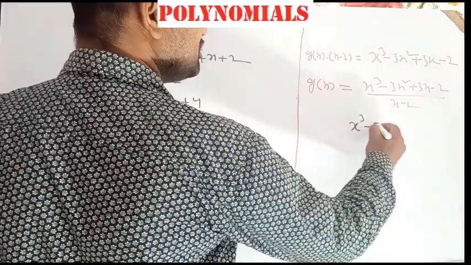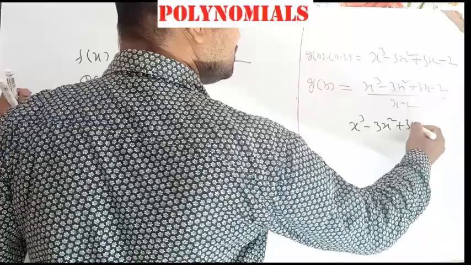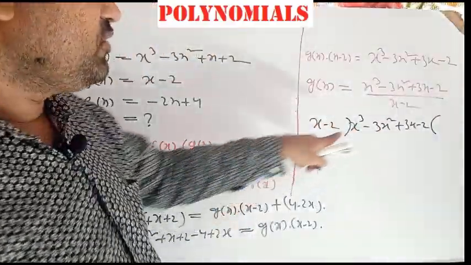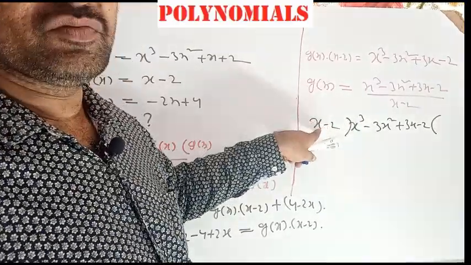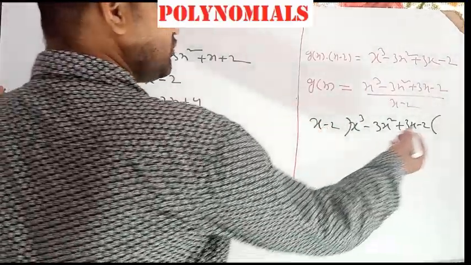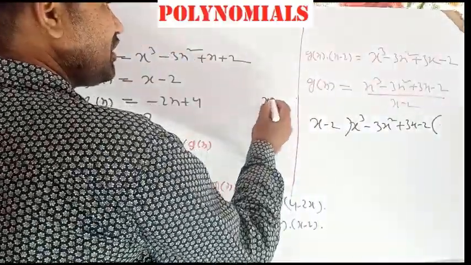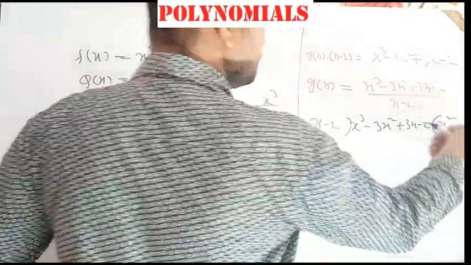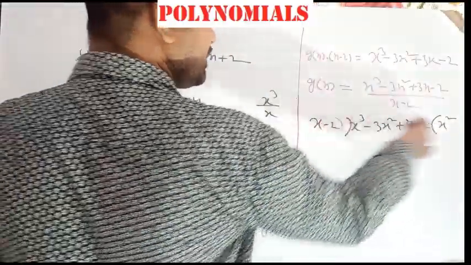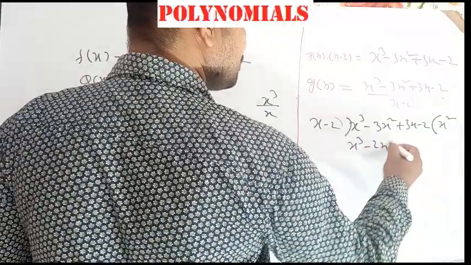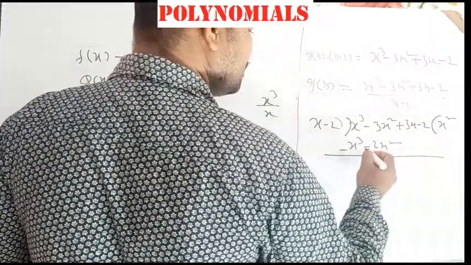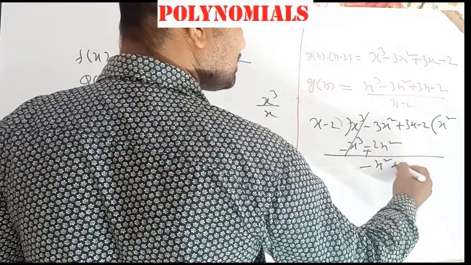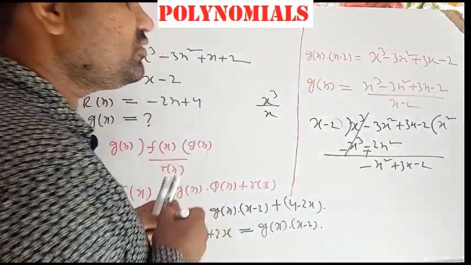Dividend, and divisor is x minus 2. Dividend degree is 3, divisor degree is 1, so you can divide. First term of the quotient is first term of the dividend by first term of the divisor, that is x square. Now we multiply the total divisor with x square, that is x cube minus 2x square. Now we need to subtract: minus 3x square plus 2x square gives minus x square, plus 3x minus 2. Now this becomes the new dividend.